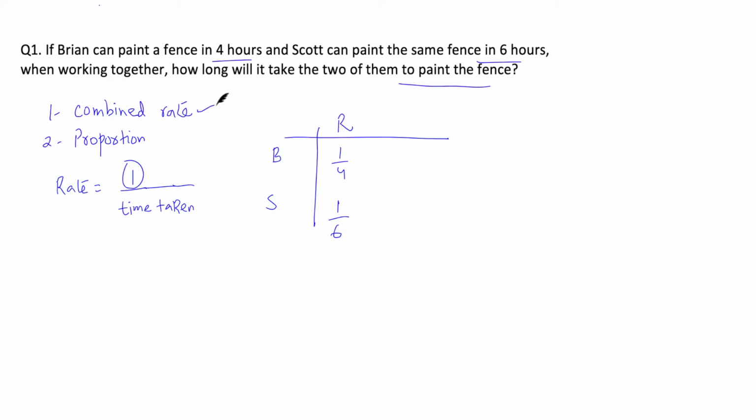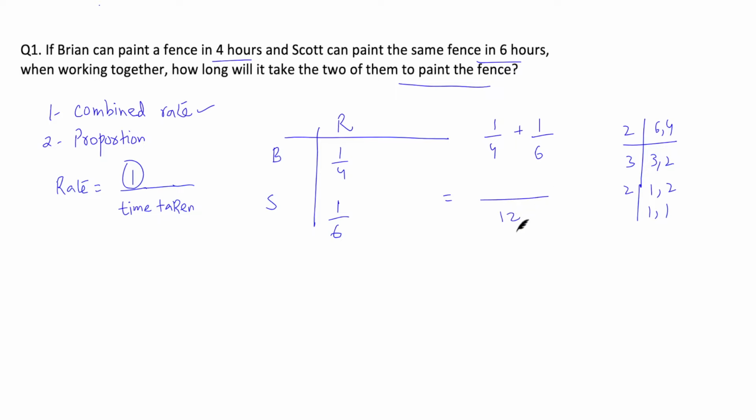So what's the first thing you need to do? Calculate the combined rate. How do you do that? You simply add them up. 1 over 4 plus 1 over 6. You take the LCM. You've got 6, you've got 4, 2, 3, 2. I know what the LCM is, but still I am doing this calculation for you. Okay, so the LCM is 2 into 3, 6, 6 into 2, 12.